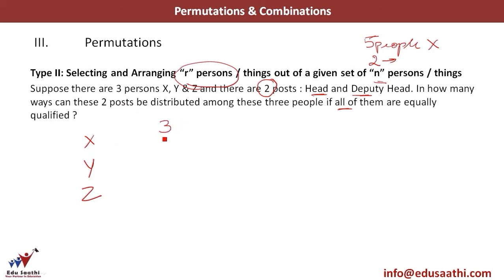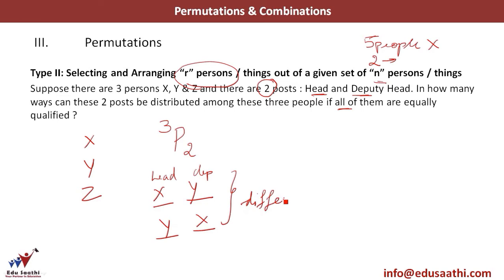So how do we solve these kinds of questions? I have 3 here. Out of these 3 people, I write P, and here I write 2, because out of these 3 people I have to select 2 people. Why do we write P here? Because if X is the head and Y is the deputy head, and in another case Y is the head and X is the deputy head, these two are different cases. Though we are selecting the same people in both cases, the position is different. So these are two different cases. That is why we write P here, because we are arranging them into the posts also.